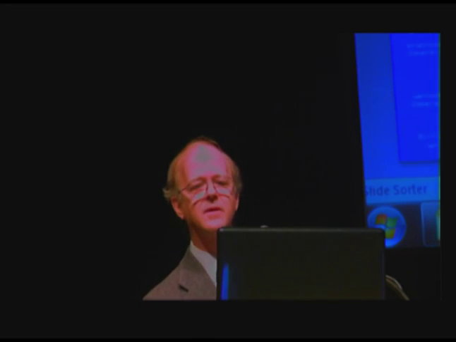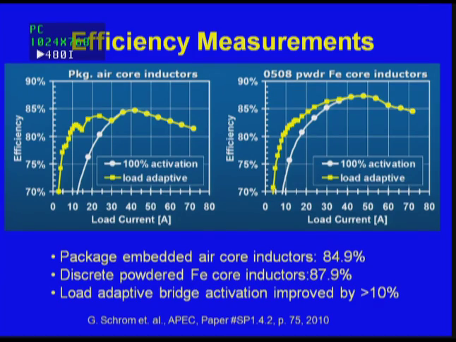So let's see here. I can go back to the beginning, I think. Here we go. So shown here are some efficiency measurements of voltage converters. Now this one has 2 kinds of inductors. One is a discrete powdered iron core inductor, and the other one is an embedded air core inductor. And so there are efficiency numbers here of roughly 85 to 88% if you use the discrete inductors. How does that compare to the off-chip?